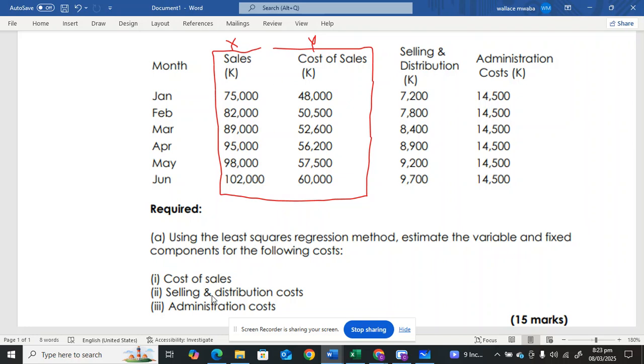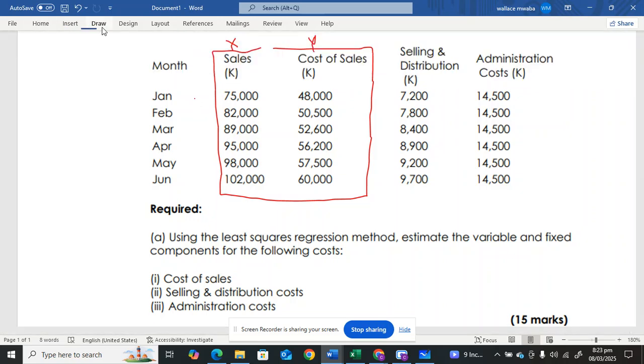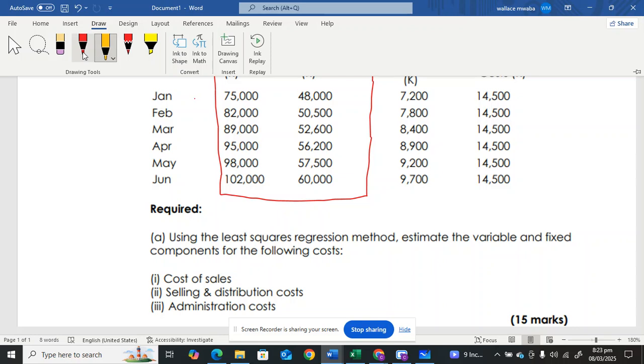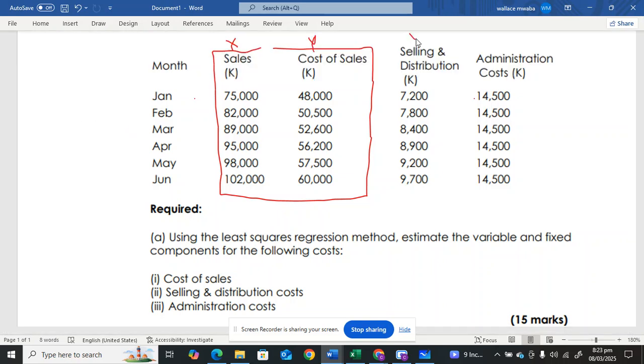For part two, for selling and distribution, you'll just be focusing on sales and selling and distribution only. There your selling and distribution will be your Y. When dealing with administration costs, you'll be looking at sales and administration costs. So basically, let me illustrate what I am talking about.